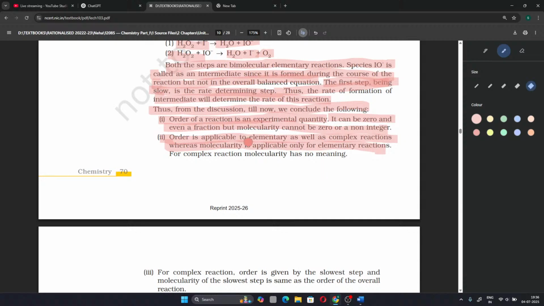But molecularity cannot be applied for complex reactions because molecularity cannot exceed 3. It only works for elementary reaction, a single step reaction. For complex reaction, molecularity has no meaning.